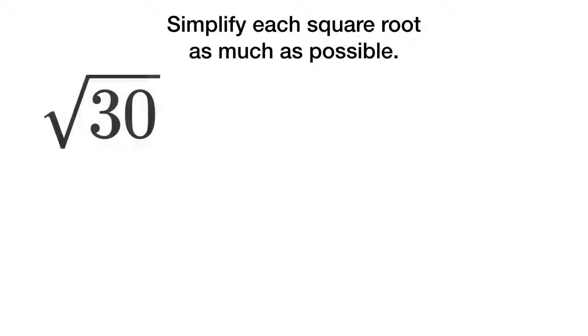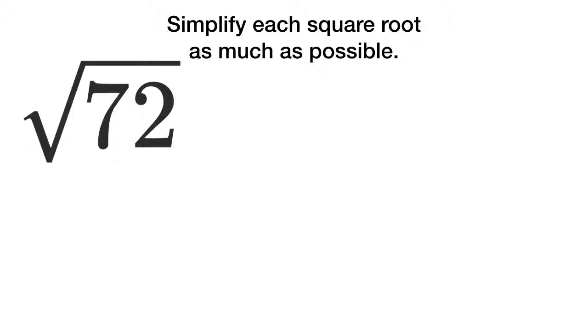30, on the other hand, is the same as 3 times 10, which is 2 and 5. So there are no common squares that we can do, which means ultimately the square root of 30 simplified is simply the square root of 30.